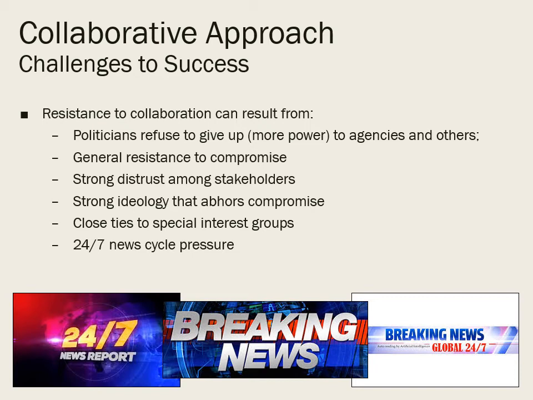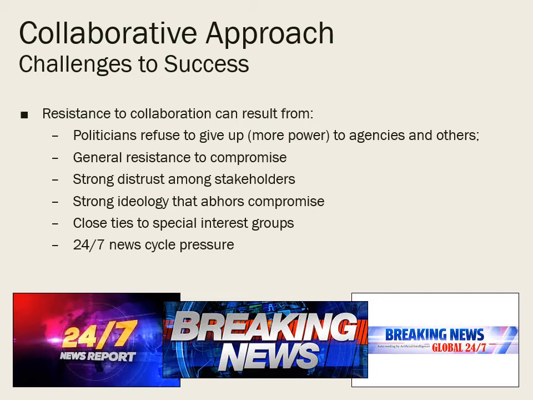The 24/7 news cycle is also a big challenge to a collaborative approach, because it really pressures politicians to adopt immediate solutions. Not necessarily well-considered solutions, but fast solutions. The news cycle pressures them to adopt short-term solutions that ignore long-term problems, or it pressures them to refuse to act entirely. And that's the whole reason for our government shutdown.